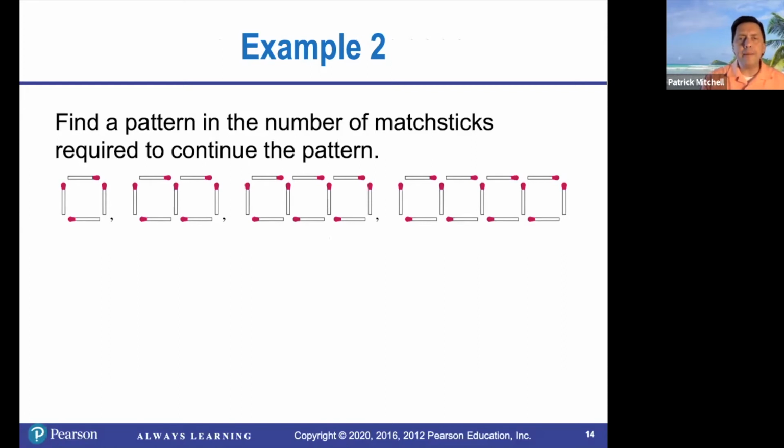They want us to find a pattern in the number of matchsticks required to continue this pattern. So you can see how the matchsticks are being put together. Here's the first one, uses 4 matchsticks. And then in the second one, we keep the original 4 and then we tack on another 3. And then in the third one, we keep the original 2 squares here, and we tack on another 3. So you can see why this is arithmetic, because you're always adding 3 more matchsticks.